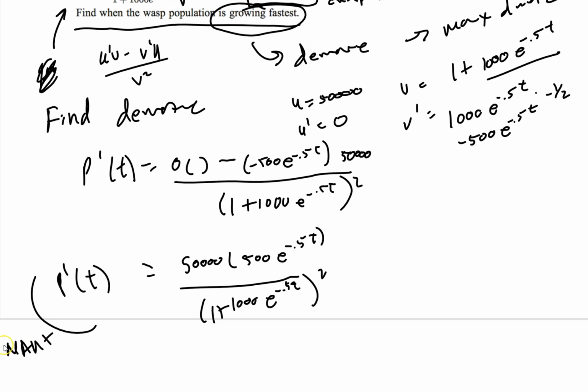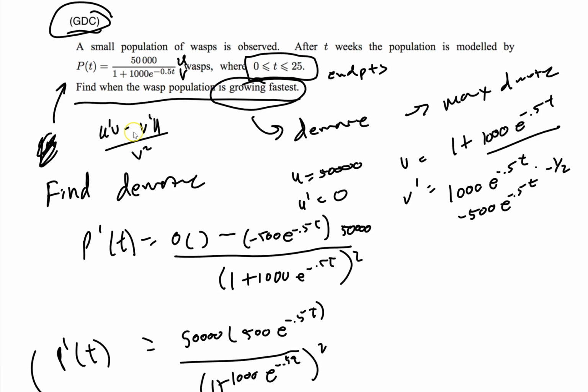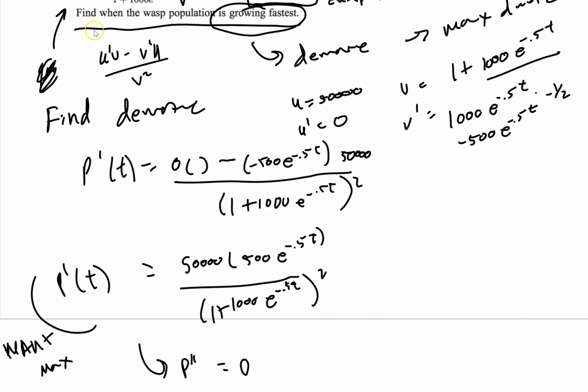How do you find the max? Take the derivative, second derivative, set equal to 0. I don't want to do that. You don't want to do that, right? That's going to be disgusting. But don't forget, we can use a calculator. So the way you want to find the max of this is just graph it. Graph the derivative. Graph that thing.